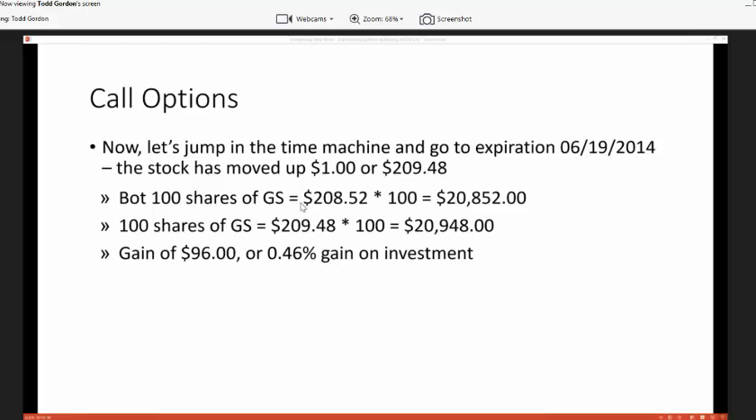You bought 100 shares, let's say it goes up a buck, 208.50 to 209.50, you make 96 bucks or 0.5% on your gain. So you made 96 bucks on like a $20,000 investment.